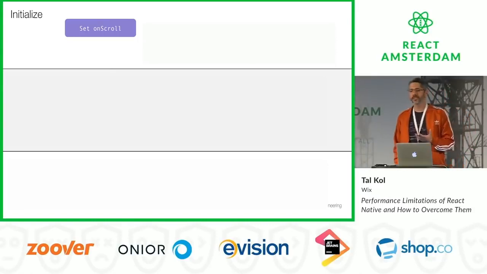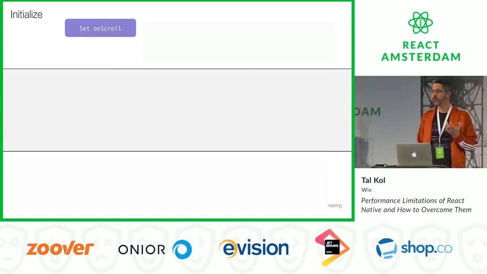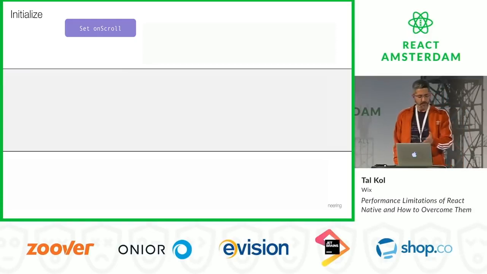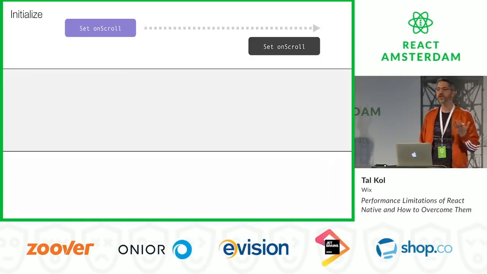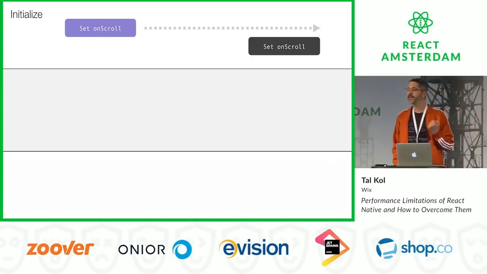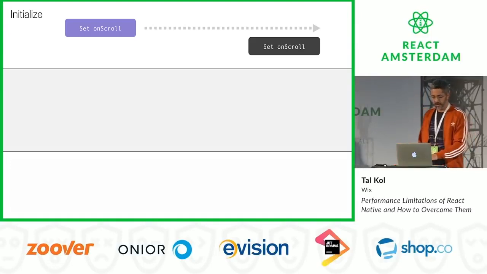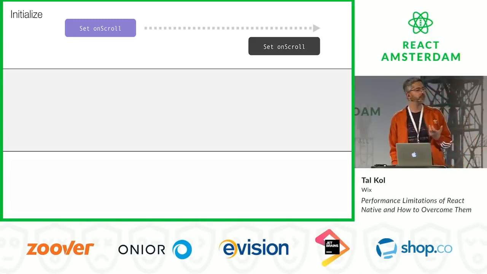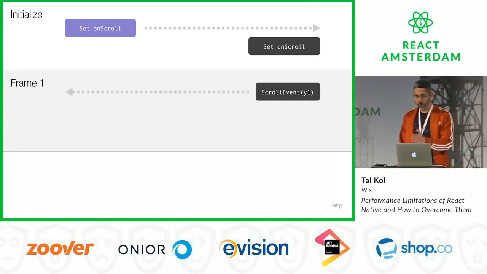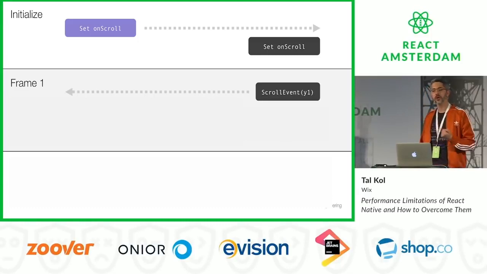So let's analyze performance. Let's analyze the number of passes over the bridge in this example. The left side here in purple is the JavaScript realm, and the right side in black will be the native realm. On the JavaScript realm, we start by setting onScroll. Now, the scroll component, as I told you, every component is a native component at the end of the day. So when we set the onScroll event, we actually have to go over the bridge and set the onScroll in native, because the view underneath is a native view.